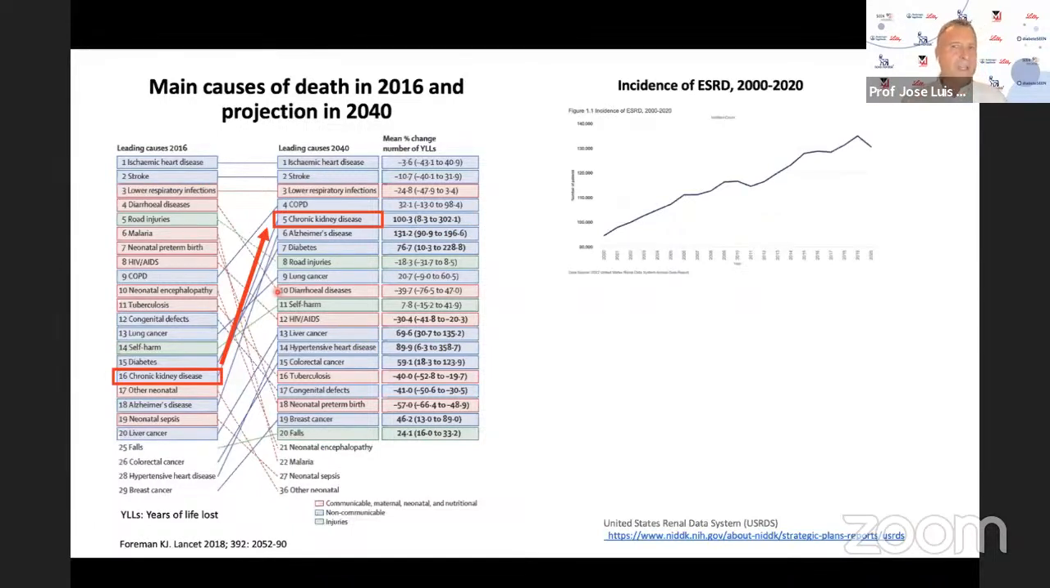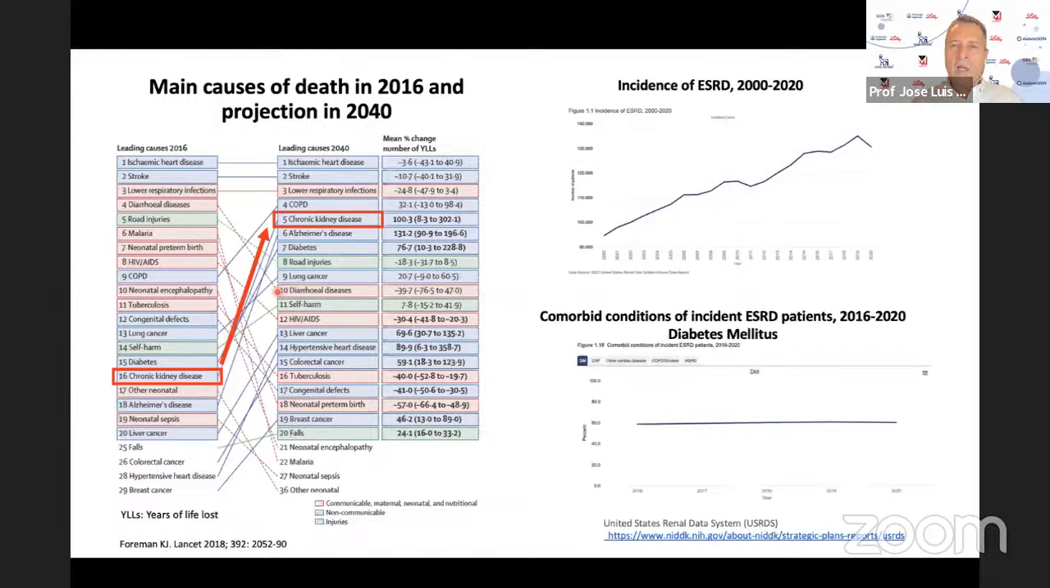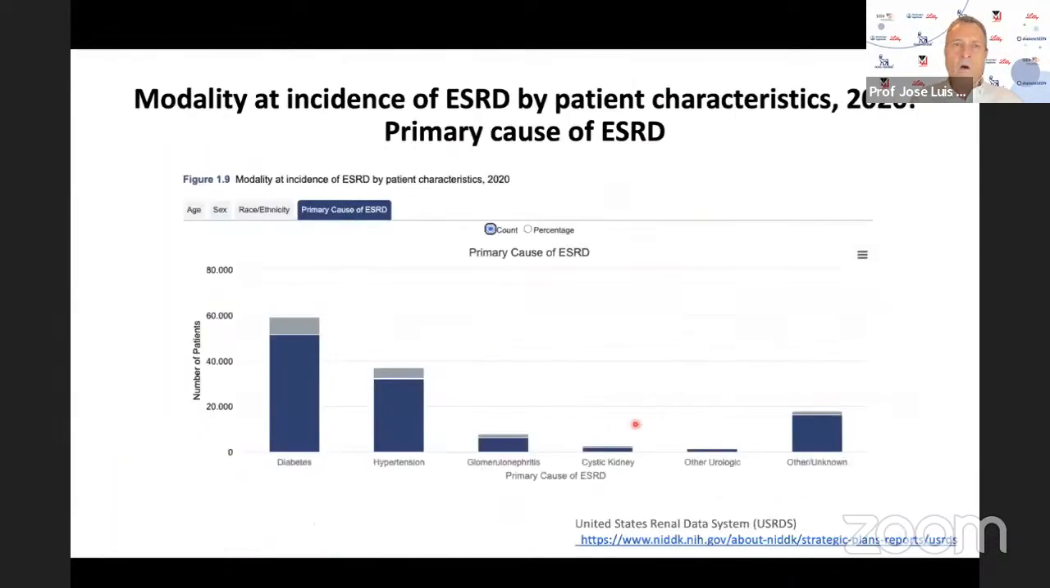What happened with the incidence of end-stage renal disease? This is the registry of the United States, the latest data of the registry. Despite all of this, the incidence is increasing, and diabetes is one of the main comorbidities in these patients, affecting 60% as a comorbidity, about 50% of etiologies. And it continues increasing in patients with diabetes, because diabetes is the main cause of end-stage renal disease in these patients.